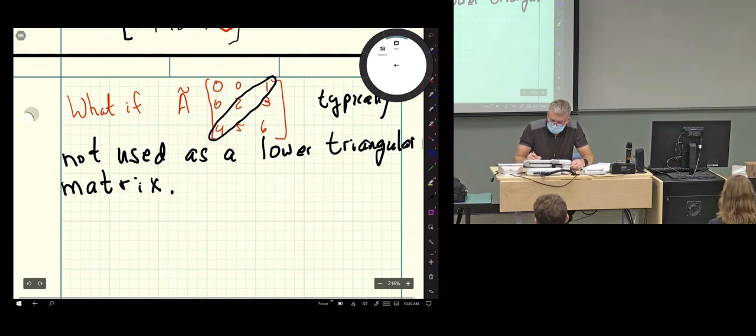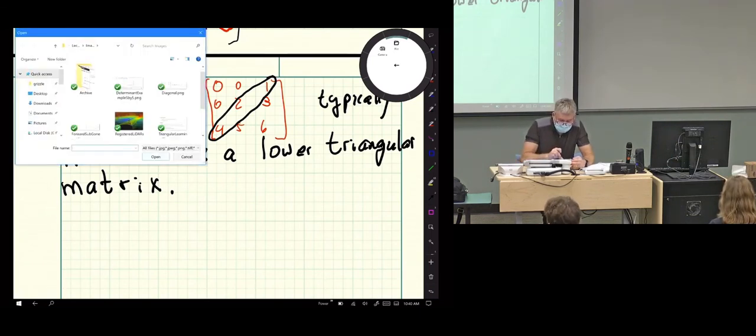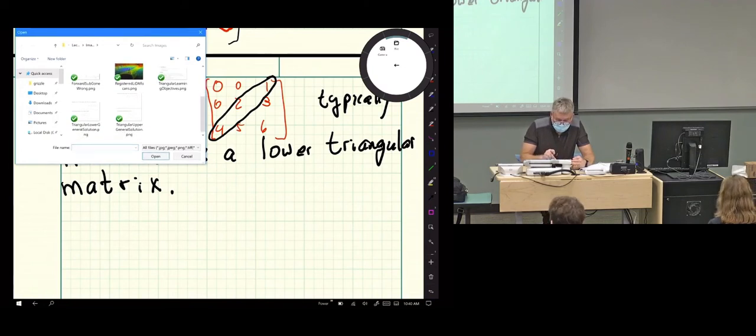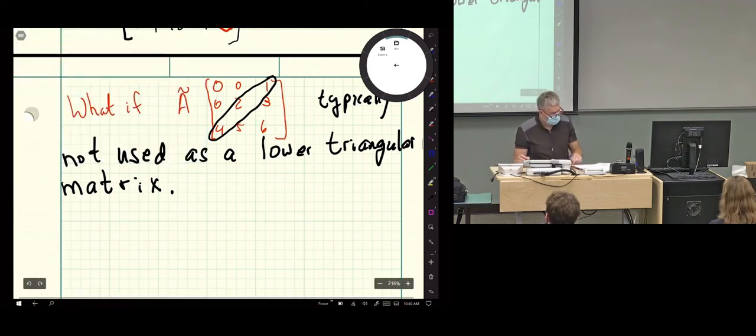I want it to go there. Oh, I guess I didn't put them in here. Too bad. Okay. We'll just leave that, and I was going to have some more examples, and I don't.